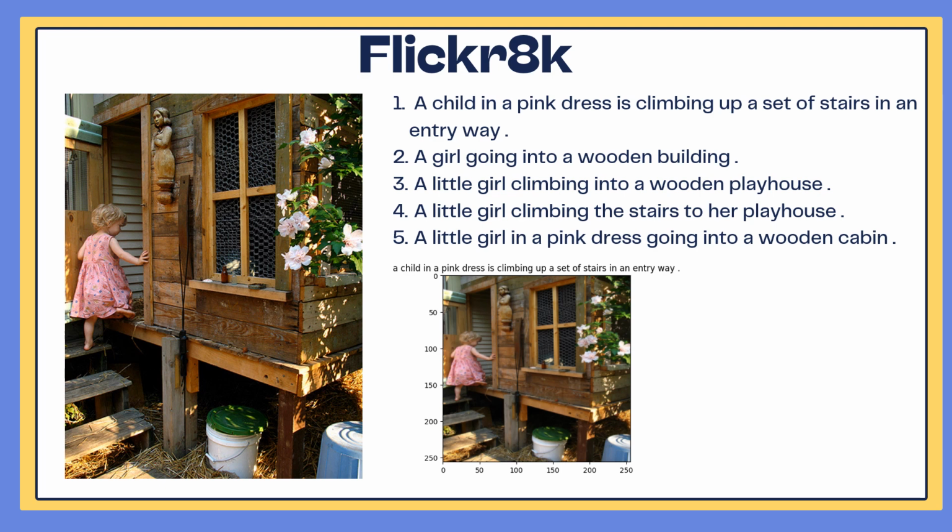For example, we have this picture, a girl in a pink shirt, and it has 5 captions. For example, a child in a pink dress is climbing up a set of stairs in an entryway, or 4 more captions. Our model is trained on this dataset consisting of 8,000 images and over 40,000 captions. Each image has 5 captions, and we pre-process this data by tokenizing and embedding the captions to prepare for efficient learning. And you can see in here that we have a function which shows the picture with its caption.